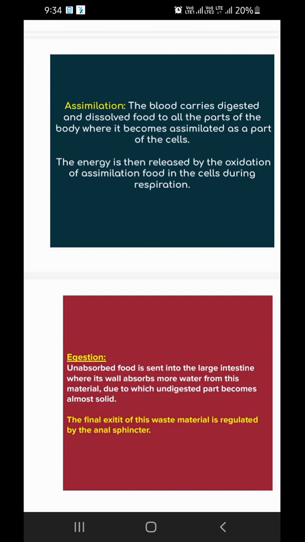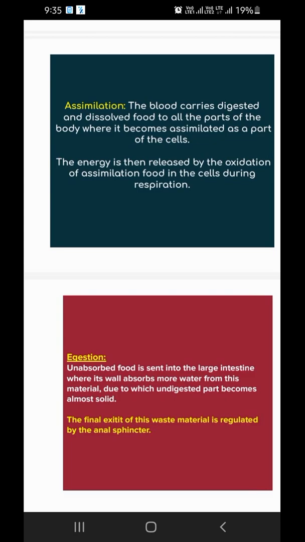Then I want to tell you one more thing, that the pancreas is a large gland. It releases pancreatic amylase which breaks starch, trypsin which breaks protein, and lipase which digests fats. Then the liver secretes bile which is stored in the gallbladder. Bile emulsifies the large droplets of fat. It is basic and it contains salts.